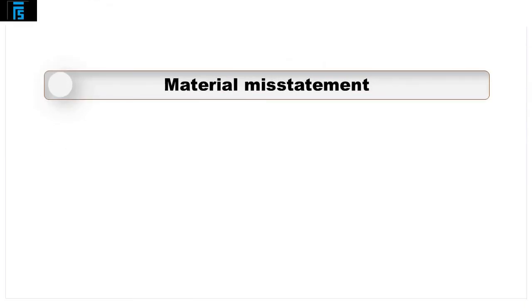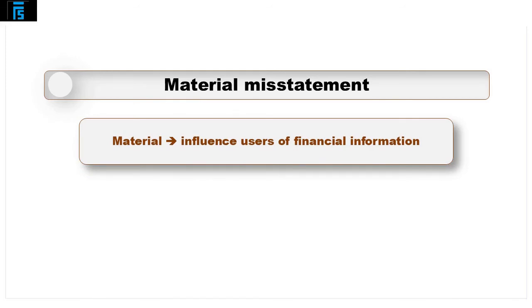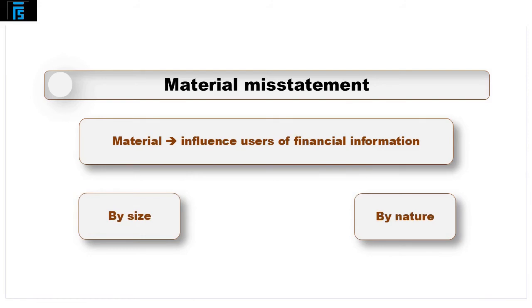One of the important decisions to make at the planning stage is to decide what is a material misstatement. Remember, if something is material, it means it can influence the users of the financial information. The auditor has guidelines to follow on what materiality can mean in relation to the financial statements. Something can be material by its size or by its nature.